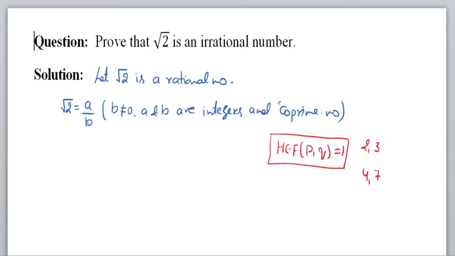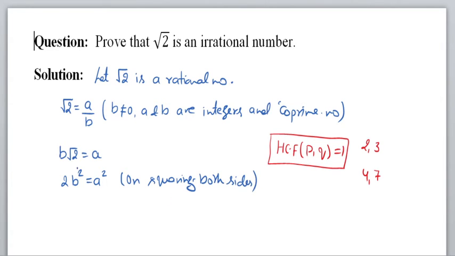So see here what we will do. We will cross multiply: b root 2 equals a. Now we square both sides, and this becomes 2b square equals a square. On squaring both sides, root 2 square is 2, b square is b square, and a square is a square.